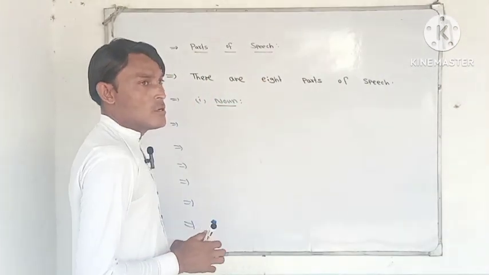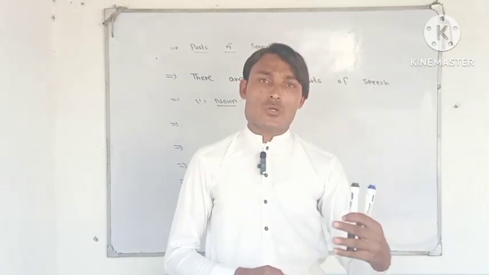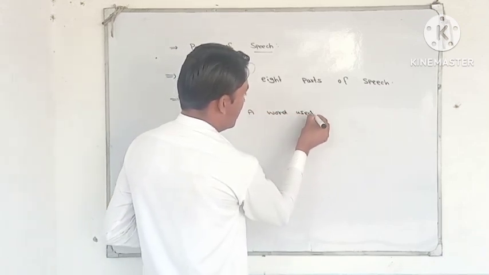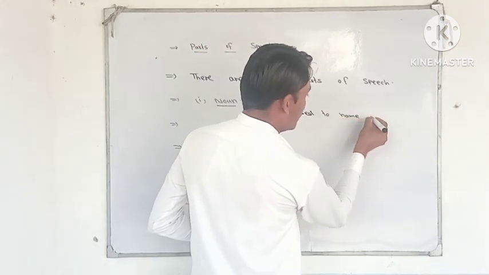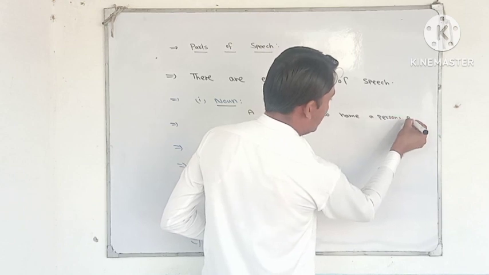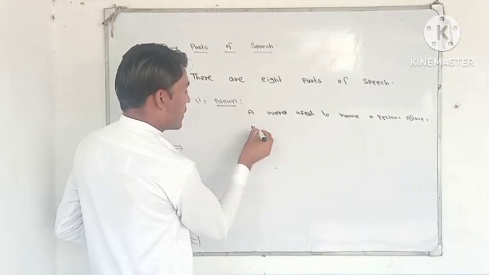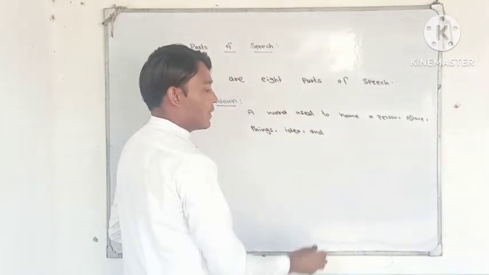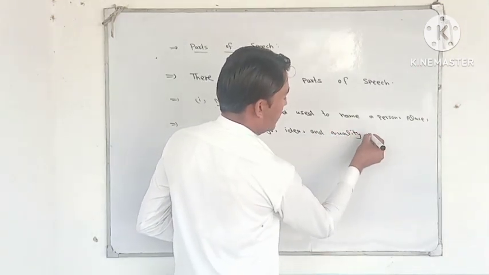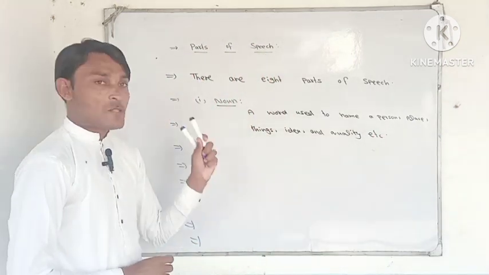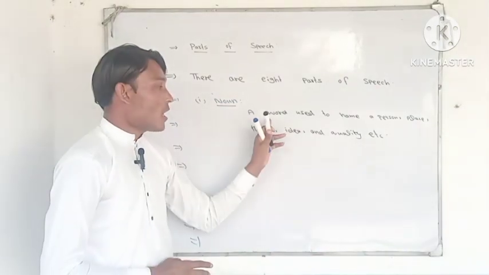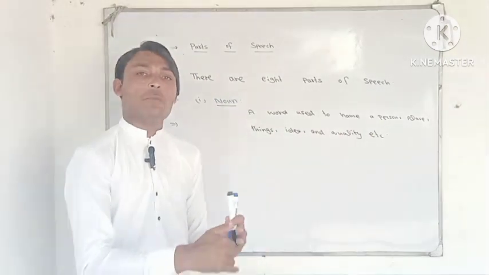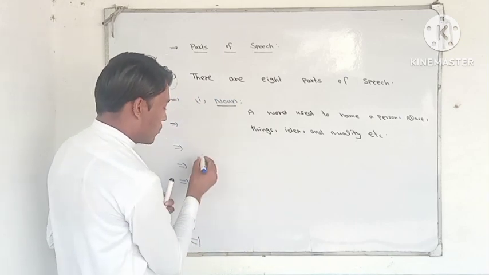What is basically a noun? We may define that a noun is a word used to name a person, place, thing, idea, and quality, and many more as well. So for example, let's talk about the examples of noun.